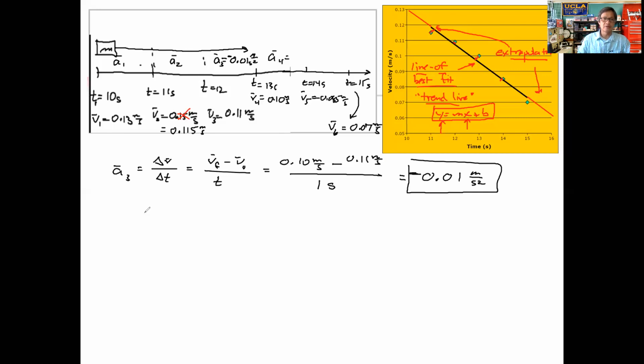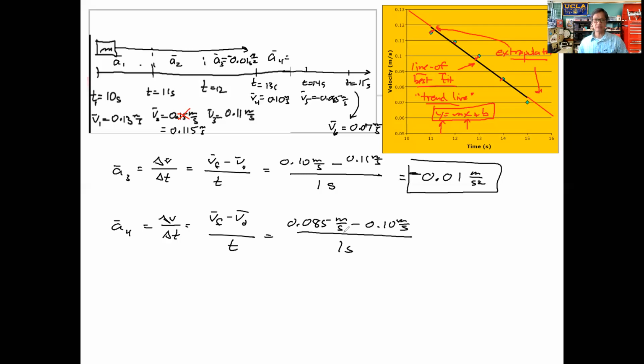Let's go ahead and find the acceleration for the time interval between 13 and 14 seconds. Again, it's going to be delta v over delta t, which is v final minus v initial, all over the time interval again of 1 second. Okay, so let's trace this out here. Then v final for this acceleration is at 14 seconds, which we have written here as 0.085 meters per second, minus v initial for this time interval, which is going to be 0.10 meters per second. And that's all over 1 second.